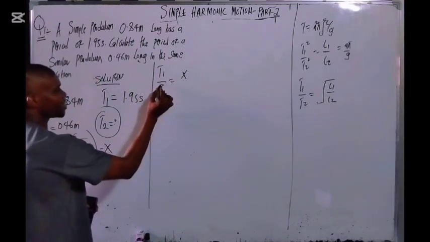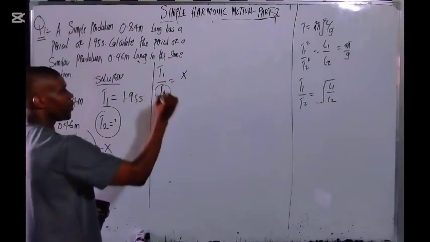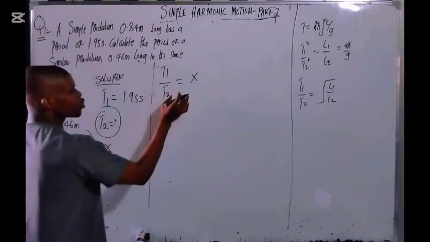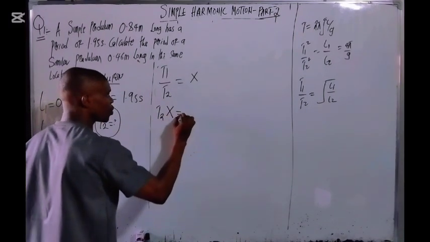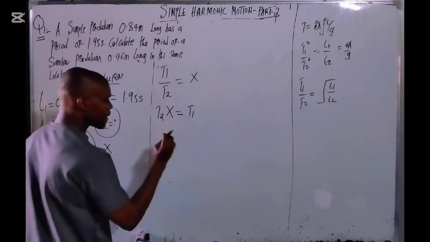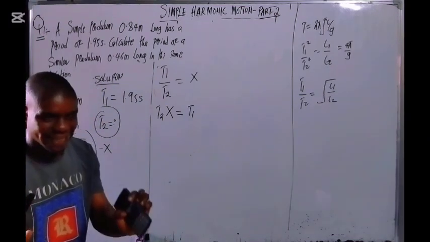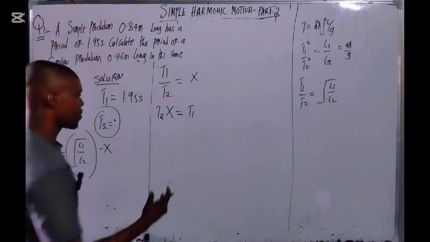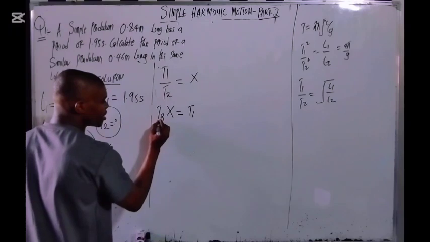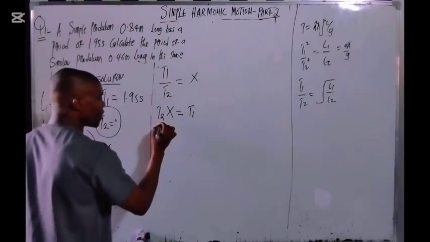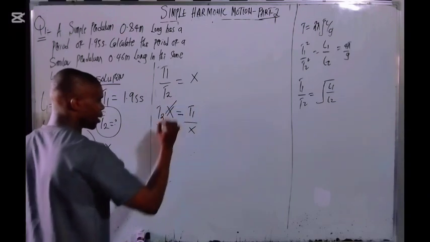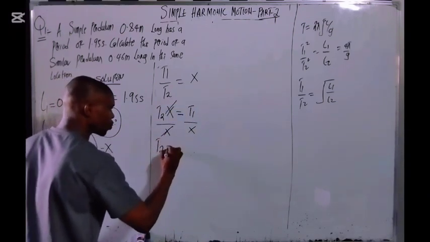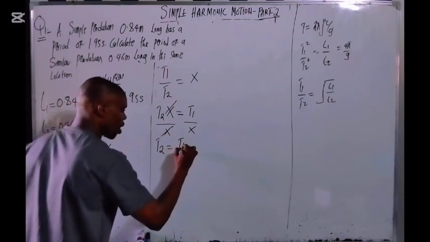Now let's make T2 the subject of the formula here. When you cross multiply, what will happen? It's going to be T2 X equals T1. Now please pay close attention, this is where things get confused. Remember I'm making T2 the subject of the formula, so divide both sides by X. So you have T2 equals T1 over X.